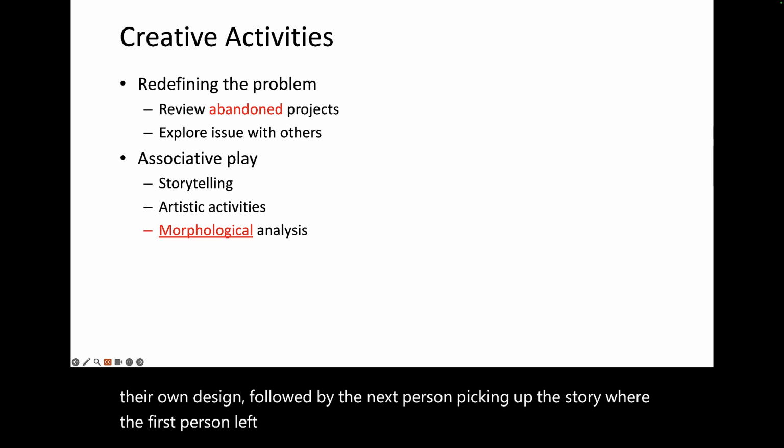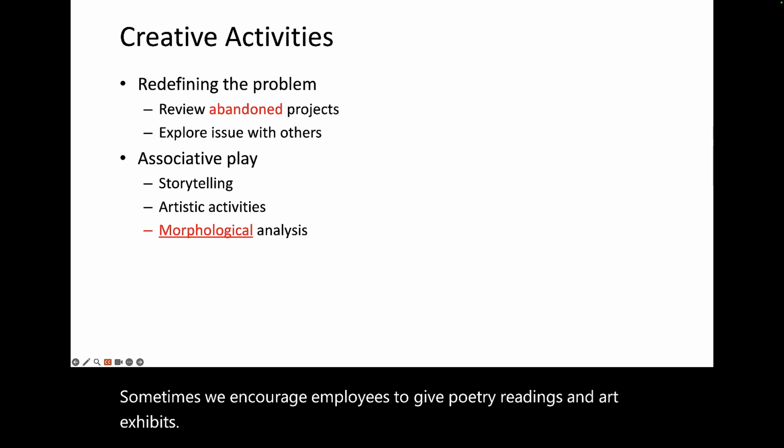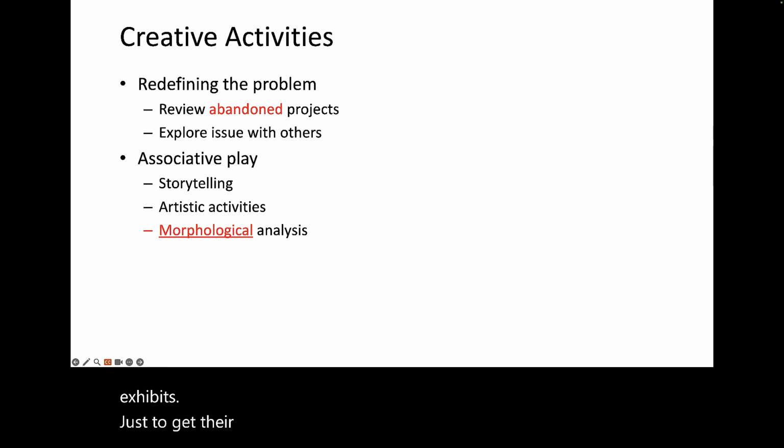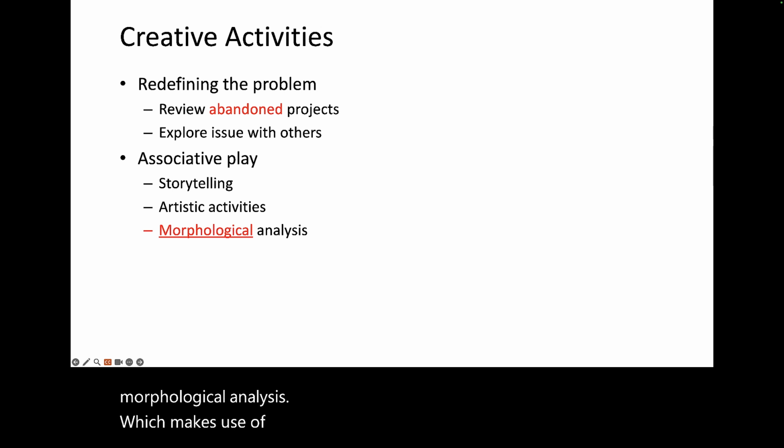We also sometimes use morphological analysis, which makes use of every possible permutation of product characteristics. Some are ridiculous, but some would be good. For example, think of a food product manufacturer who makes food in 3 flavors, with 3 textures, and in 3 containers. So there's 27 permutations.